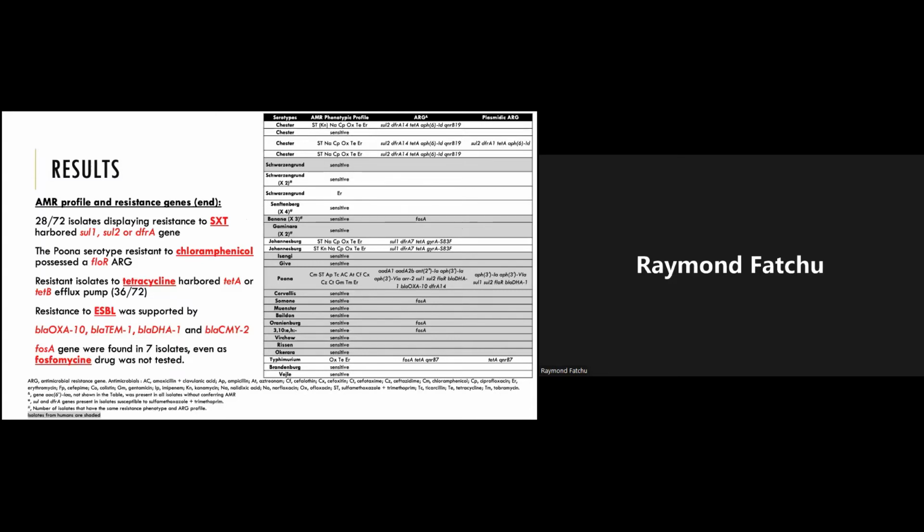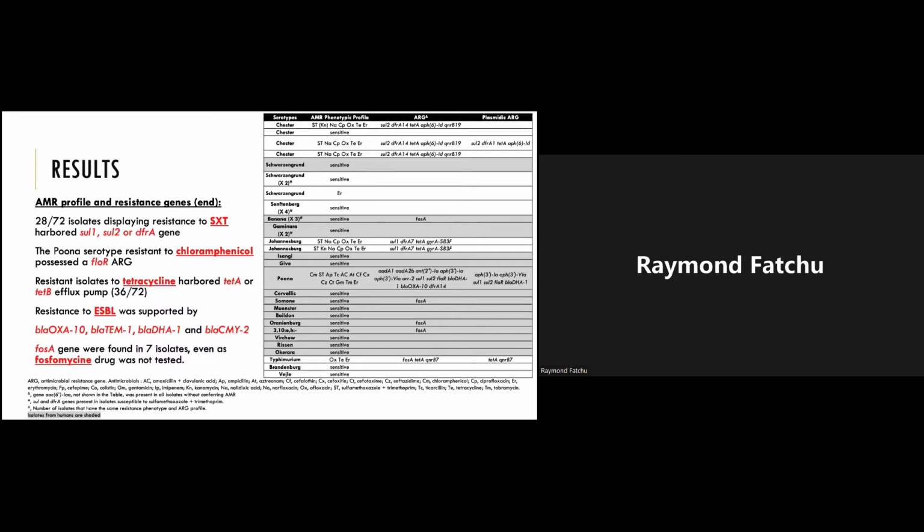Beyond these two molecules that I just mentioned, we also observed a strong prevalence of genes, as you can see here on this slide. 72% of isolates had the gene SOL1, SOL2, or FRA. And often you could see the presence of these genes.